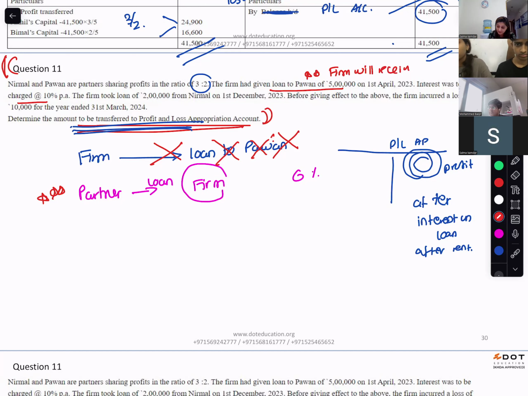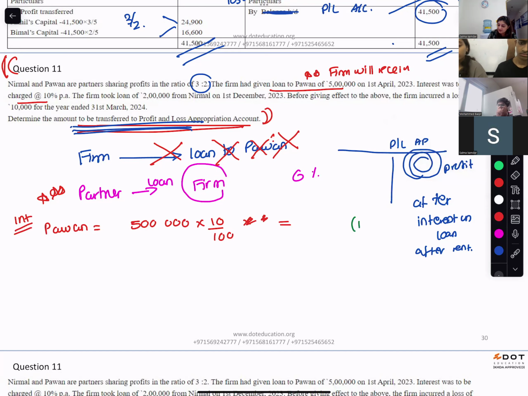Let's read ahead. To Pawan, how much loan has the firm given? 5 lakh. Interest 10%, on 1st April, that means for the full 12 months. You need to ensure that the firm will receive this. Are you with me? Yes, ma'am. If the firm will receive, that means it is income for the firm. Okay, fine. Just keep this in mind.